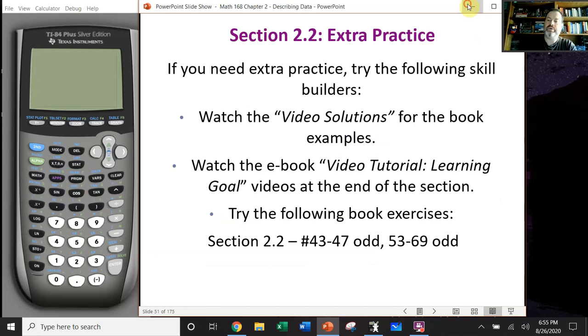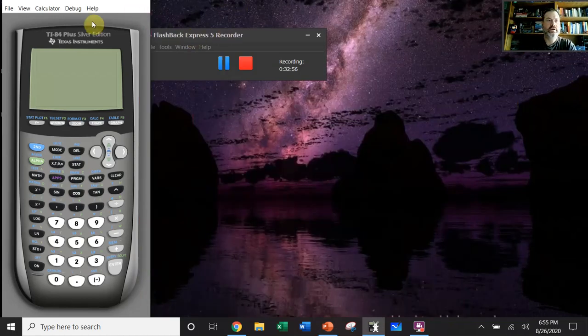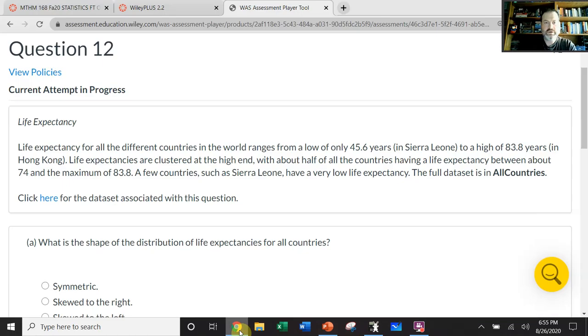And I want to point out something from your online homework. The last video was really long, so I didn't get to one of the problems. I'm going to do this problem first, and then I'm going to go back at the very end of the video and cover something that I meant to cover in section 2.1, but the video was already 45 minutes long, so I didn't want to extend it past that.